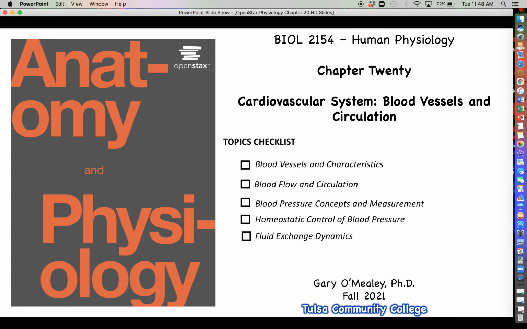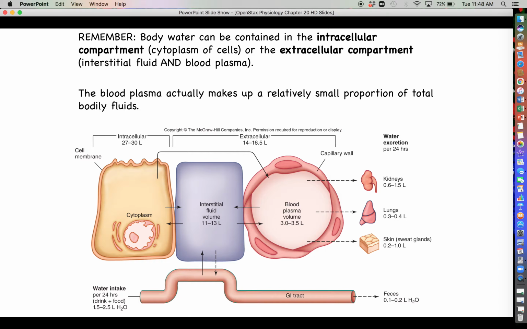Let us finish up chapter 20 by talking about fluid exchange dynamics, which requires a little bit of background on blood flow and pressure gradients, which we have obviously discussed in the previous two chapters. So let's go ahead and get into this.